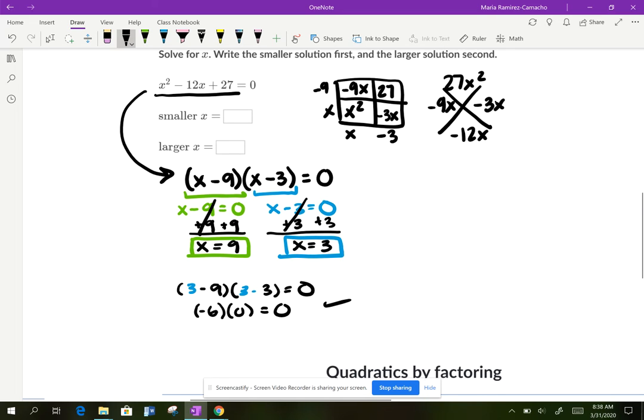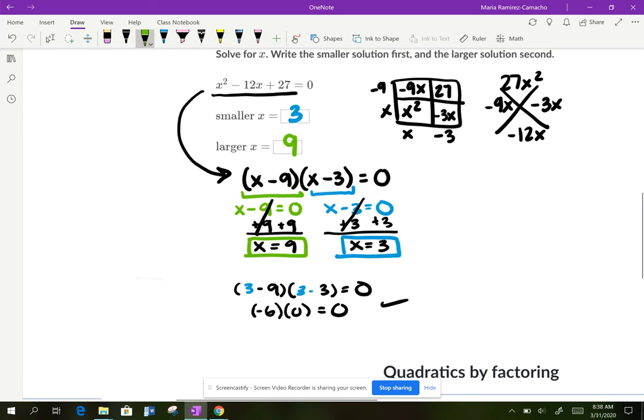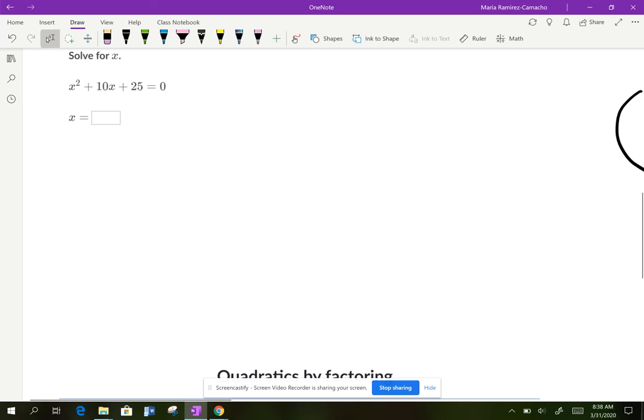We have two x values that we've solved for that will make this expression 0. So when you put your answer in, find the smaller x, put that in first. So that would be, in our case, 3. And then put the larger x next, so 9. Okay, that's it. Let's do another example over here.